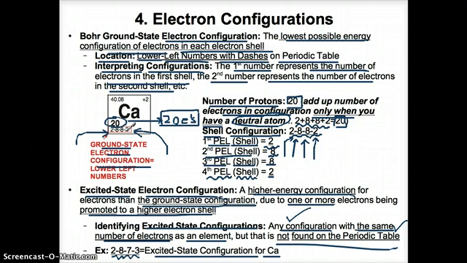Why is that? If you think about it, we took one of the electrons from the third principal energy level, or electron shell, and promoted it to the fourth electron shell, thereby making it 2-8-7-3 for an excited state configuration of calcium as opposed to 2-8-8-2.